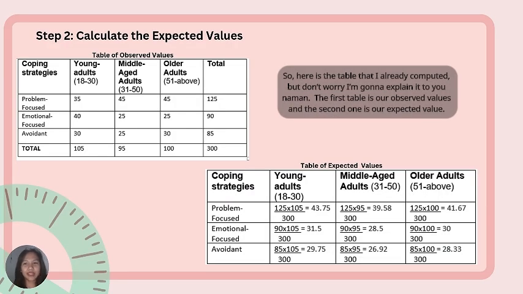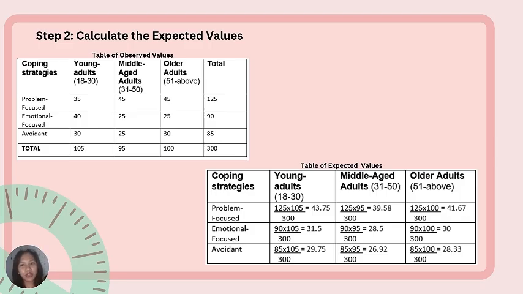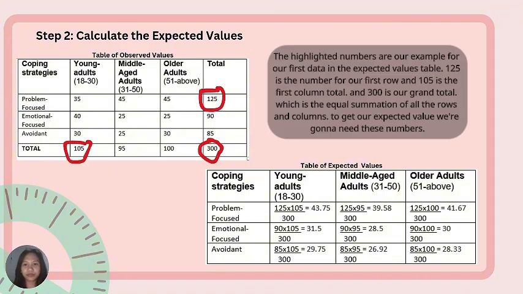Here's the table that I already computed, but don't worry, I'm going to explain this to you. The first table, on the left side, is our observed values, and the second one is our expected values. The highlighted numbers are our example for the first data in the expected values table. 125 is our first row total, 105 is the first column total, and 300 is our grand total, which is the summation of all the rows and columns. To get our expected value, we're going to need all of these numbers.